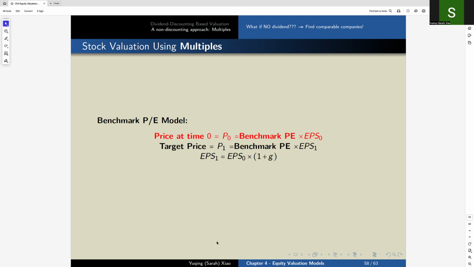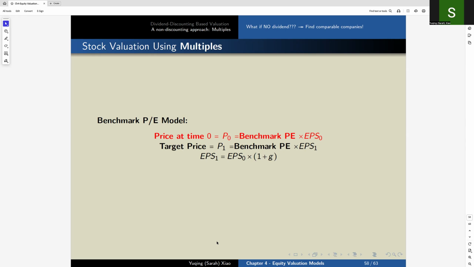Now, let me formally introduce the benchmark PE model. Price at time 0 equals the benchmark PE times earnings per share at time 0. And the target price, or P1, equals the benchmark PE ratio times the earnings per share at time 1, where EPS1 equals EPS0 times 1 plus the growth rate.